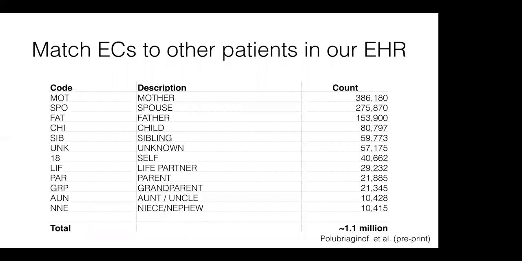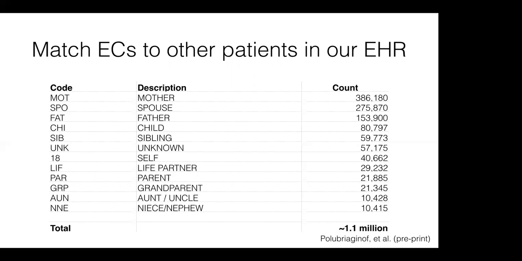So once we identified this relationship, we looked here at Columbia and we found about 1.1 million matches. And you can see here the list. Some of them are very informative, such as mother, spouse, father, but others are not very informative, such as relationship unknown, or even relationship self. That's not very helpful when trying to extract familial relationships.